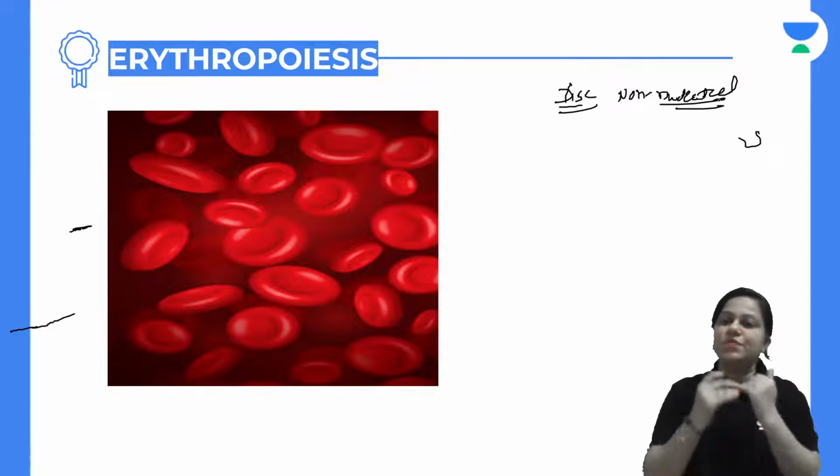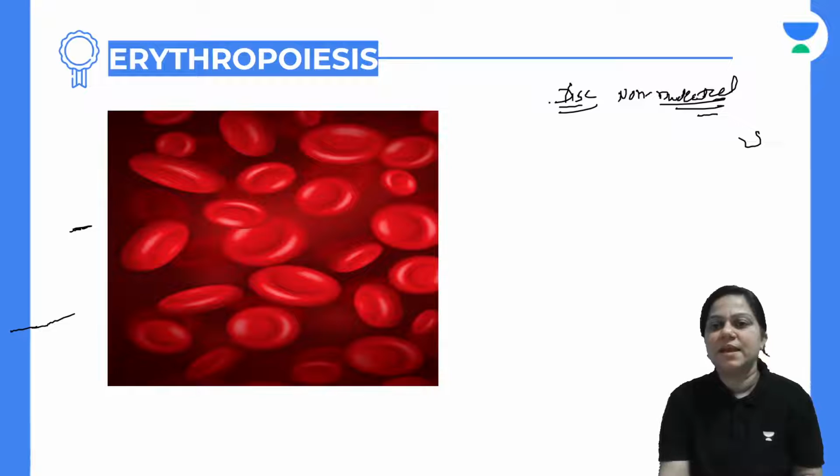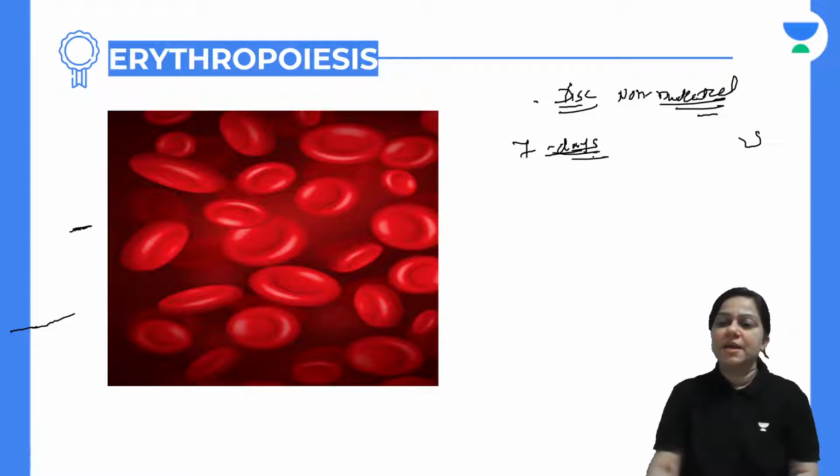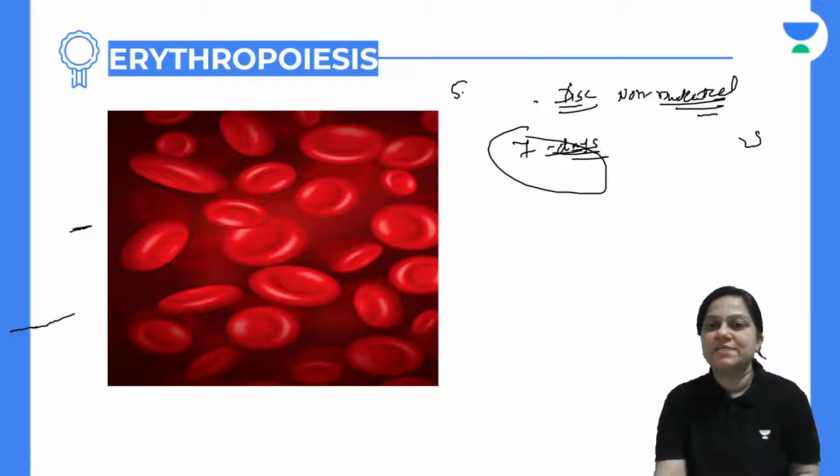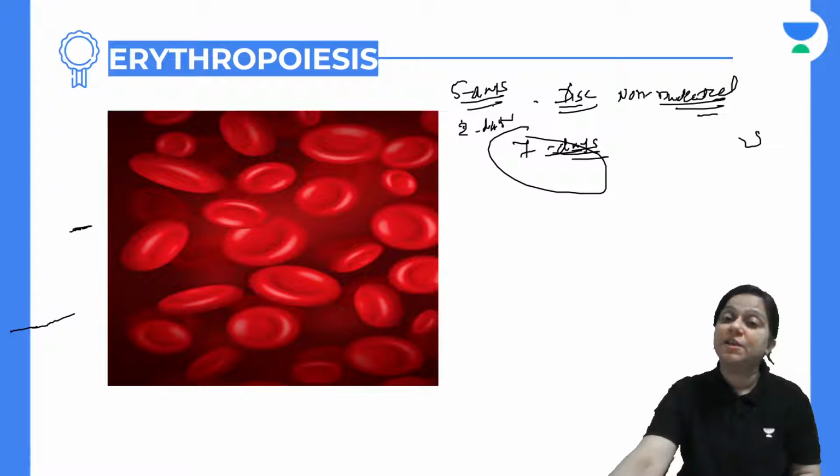The entire process of erythropoiesis will take approximately 7 days. This is important. It will take 7 days. From the proerythroblast to the reticulocyte stage, it takes 5 days to form. And from the reticulocyte to mature RBC, it takes 2 days. So the entire process of erythropoiesis will take 7 days.